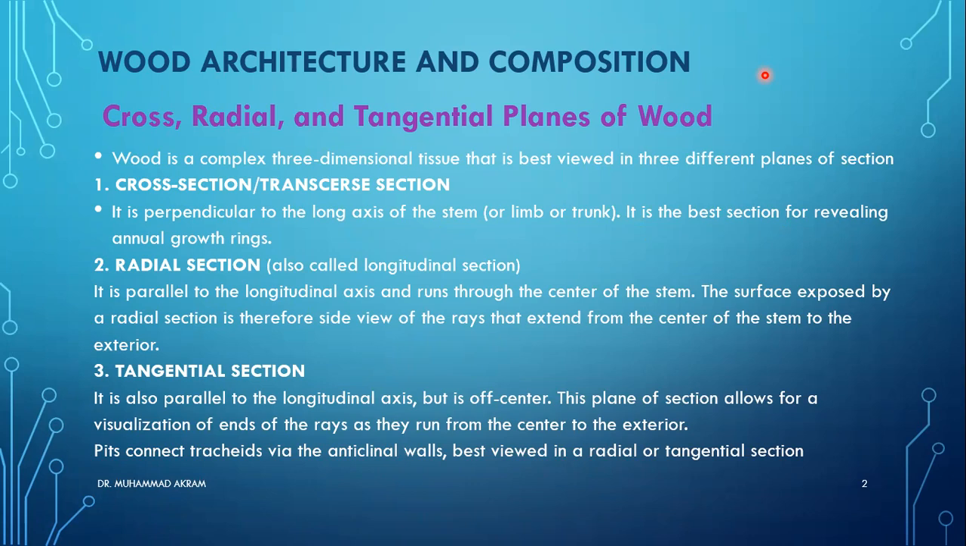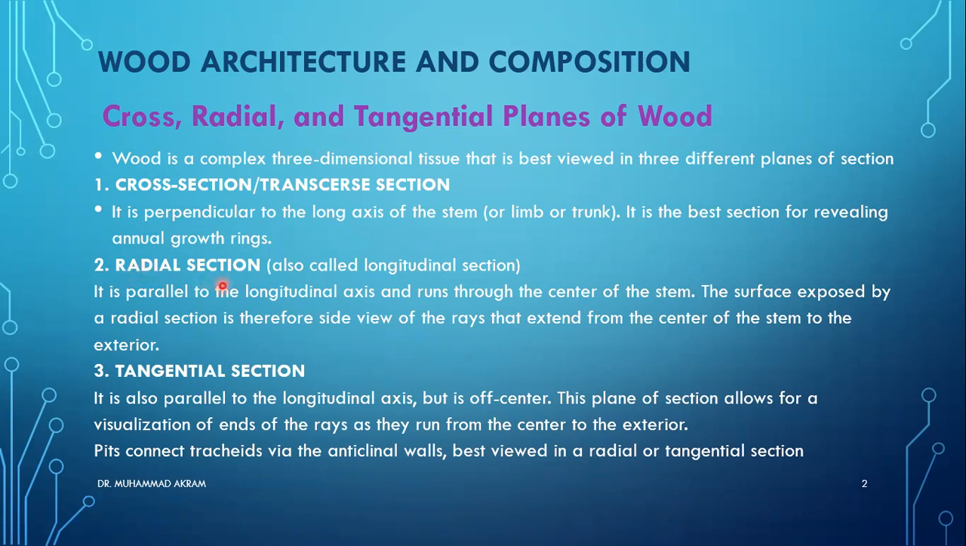Number one, the cross-sectional or the transverse section. It is perpendicular to the long axis of the stem or limb or the trunk. It is the best section for viewing the annual growth rings.